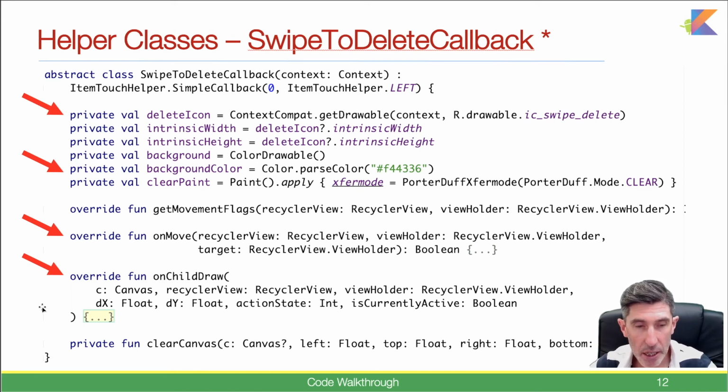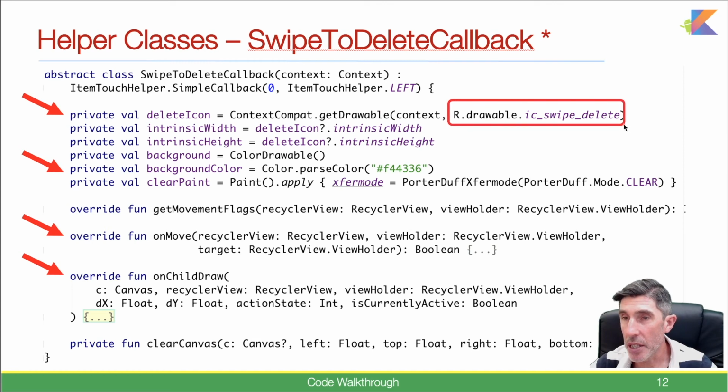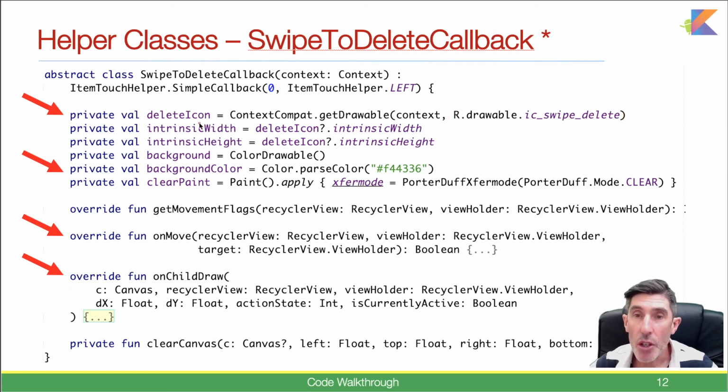There's a lot of that you can see there. I've highlighted the methods. We have our onMove and onChildDraw, clearing the canvas, and then some of the individual properties being specified. There's the ic, that's the one I've added in. ic_swipe_delete, I would have created that myself. You can modify these if you want to. I'd recommend not, because these are set to the size and the resolution of a mobile app. But if you want to experiment, please do.